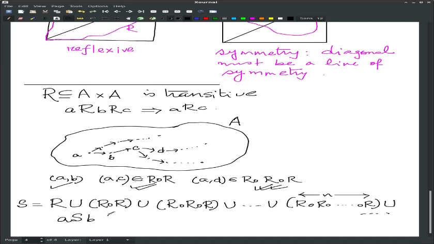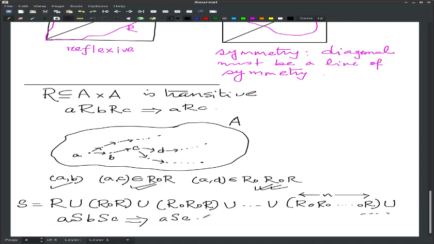And you further tell me it is C. So from A to B you have a path of length n, from B to C you have a path of length m, and if you join them, you have a path of n plus m. So this tells you that A must be related to C. Okay? So this is the rough intuitive idea of the proof.